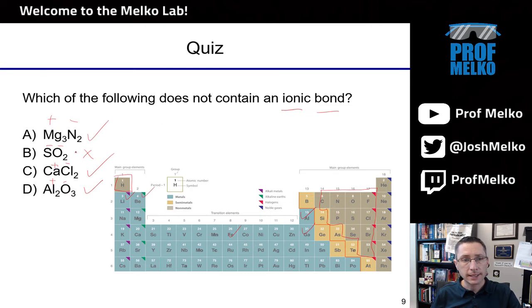So which does not contain an ionic bond? That would be this one. What type of bond is in this sulfur dioxide molecule? It's covalent. And that's the next type of chemical bond we're going to learn about.